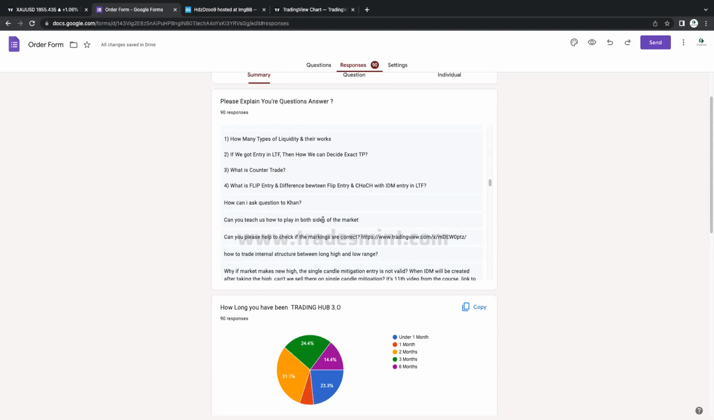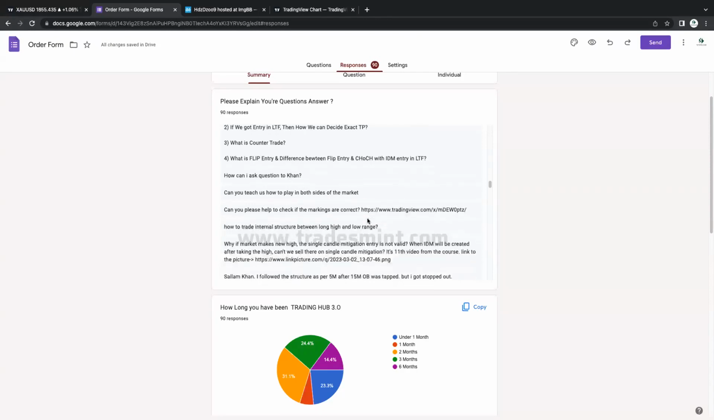Can you teach how to play in a both side market? So don't try to catch a both side market. First of all, you have to focus on one side. When you're able to trade one side, then you don't need to play both sides, right? But I will make videos from time to time on this type of topic. So no worry.